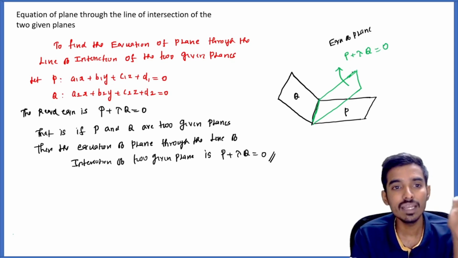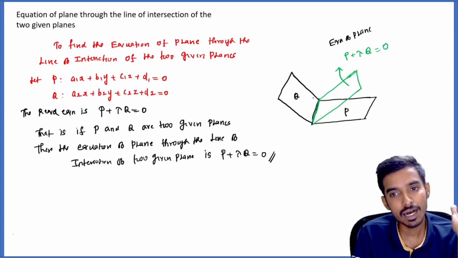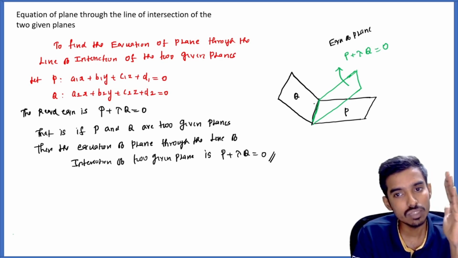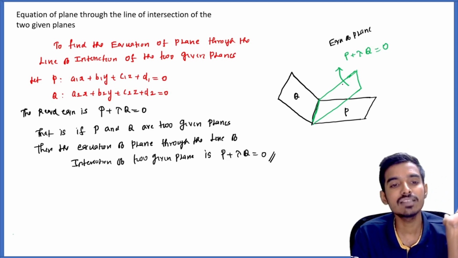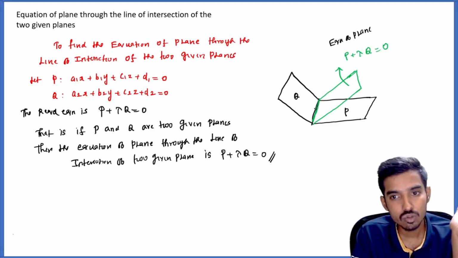So this is a very, very important formula. If you want to find a plane that passes through the line of intersection of two other planes, the equation is P plus lambda Q is equal to 0. I'll repeat. If P and Q are two given planes, this is the equation of a plane through the line of intersection of the two given planes. You need to find the other plane, and that plane should pass through the line of intersection of the two given planes.